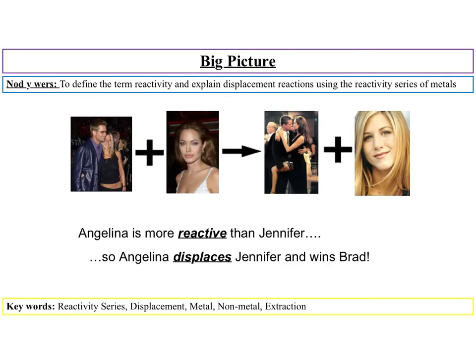Just to put it into context, I'm sure you all know about how Brad and Jennifer Aniston were married to each other, and then they worked on a movie together and Angelina Jolie came along. So Angelina Jolie was more reactive than Jennifer, and then she stole Brad away from Jennifer. So the more reactive element, we say, steals away the other part of it. This doesn't really work out anymore now because Brad and Angelina are split up, but that was just the key one that we tend to use.